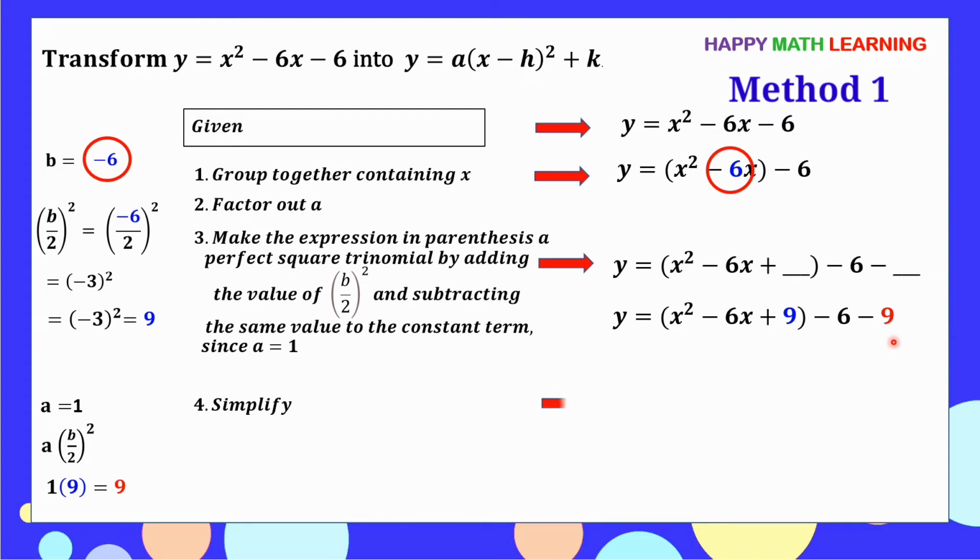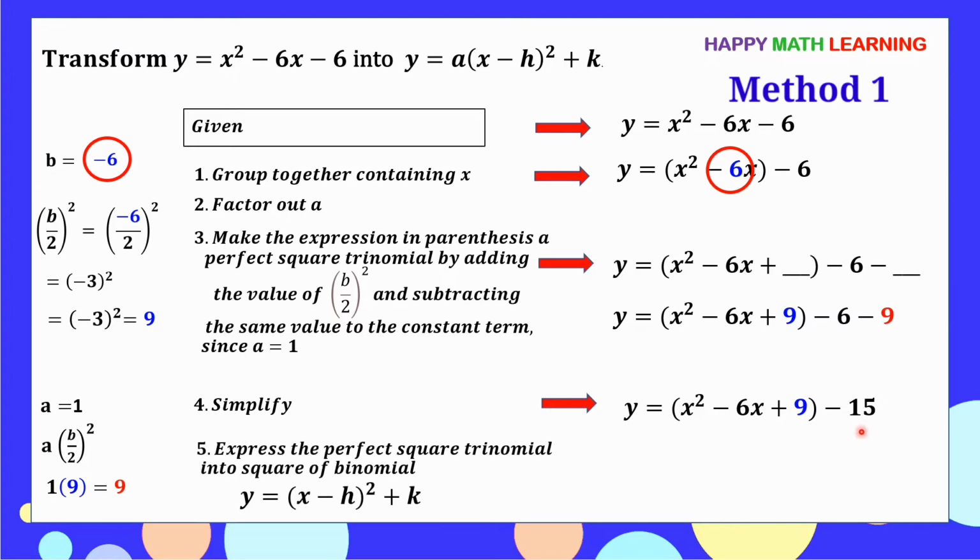Step 4. Simplify. We get y equals the quantity of x squared minus 6x plus 9 minus 15 because negative 6 minus 9 equals negative 15. Step 5. Express the perfect square trinomial into square of binomial.